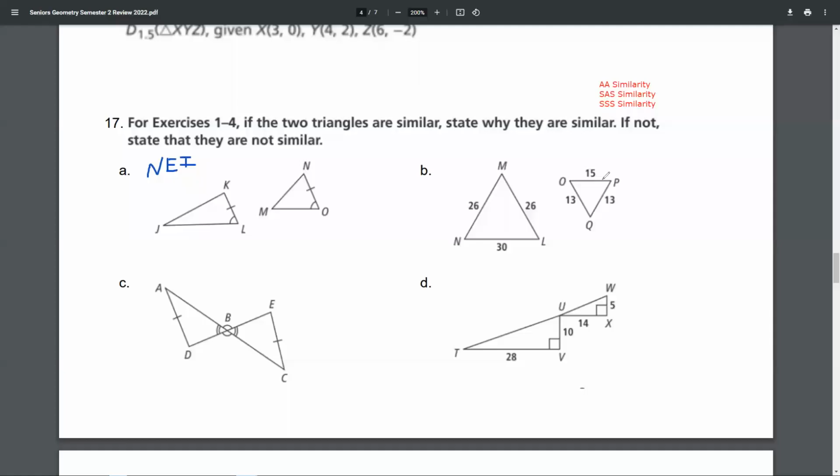All right, for the next one, remember, if these are going to be similar, the biggest side is going to have to match up with the biggest side of the other one, and the smallest with the smallest. So the biggest side on this one's 30, the biggest side on this one's 15. So if these are similar, 30 would match up with 15, and then 26 with 13.